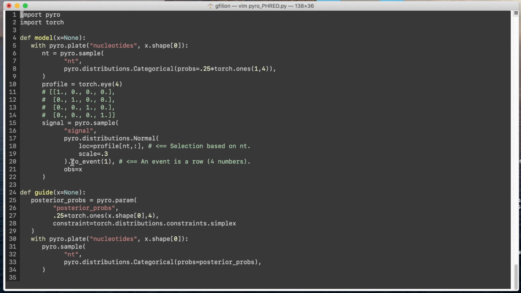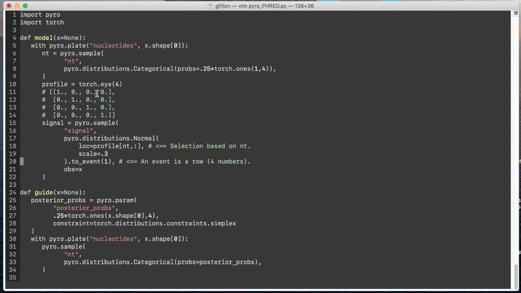So at the end here of this normal distribution statement, we also have a to_event one here. That means to say that an event is an entire row here of this matrix. It's not just a 1 or just a 0. In order to estimate what happens, one needs the full 4 numbers that are here. This is so that Pyro does not get confused about what happens, and that it really understands that you have to pick the entire 4 numbers here as the location parameter, and likewise when we give the data, we will give 4 numbers for every nucleotide. And this is it for the model.